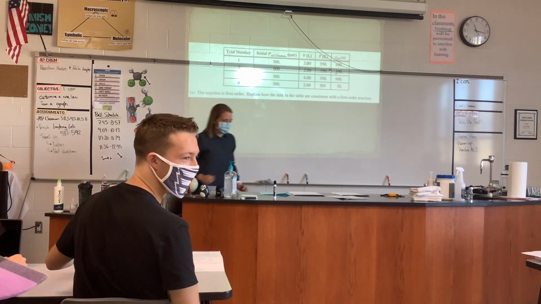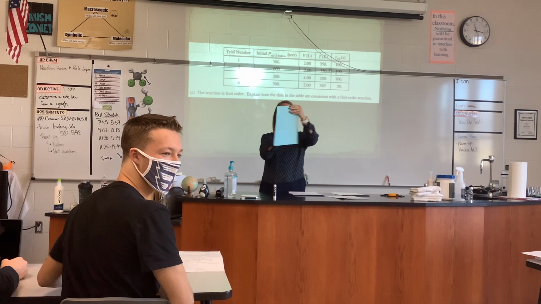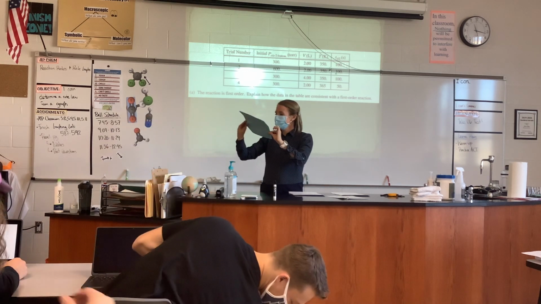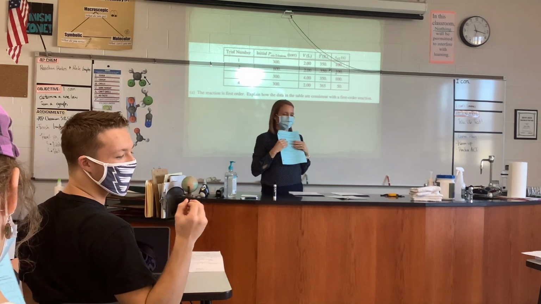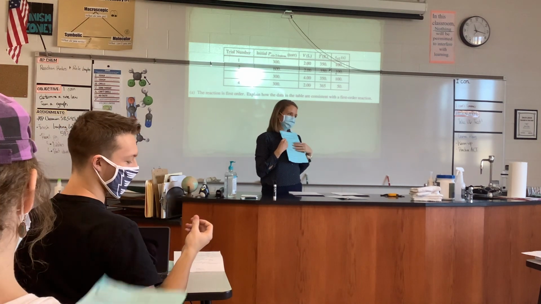And then while you're getting that out, go to your assignment packet. The lab paper's in there. It's called Graphical Methods for Determining Reaction Order and Rate Constants. Sounds fun.